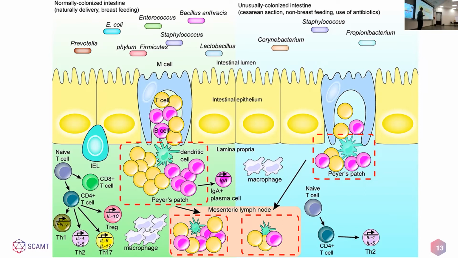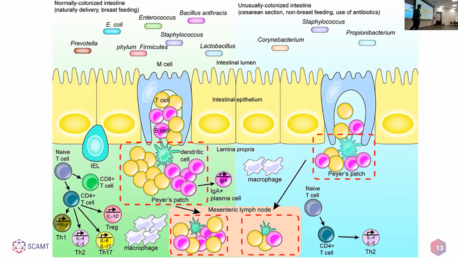If the intestine is normally organized, we can see the normal development of all the intestinal immune system. We see the normal Peyer's patches with lots of cells and lots of interactions. We have lots of pathways of differentiation of T cells and normal transfer of antigens to the mesenteric lymph nodes.